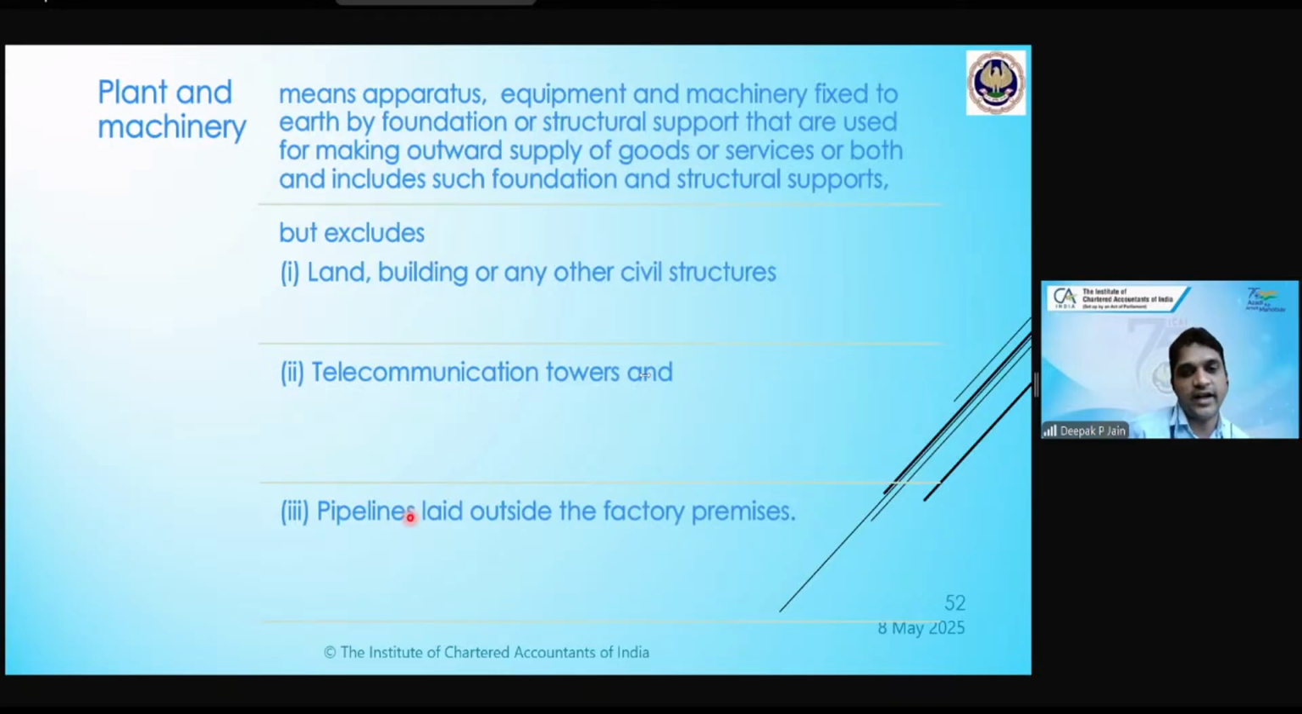IFCO Tokyo can claim the credit. Yeah. If a supplier is involved in the business of construction selling, then he can claim the credit. Yes, then he can claim the credit. Clear?